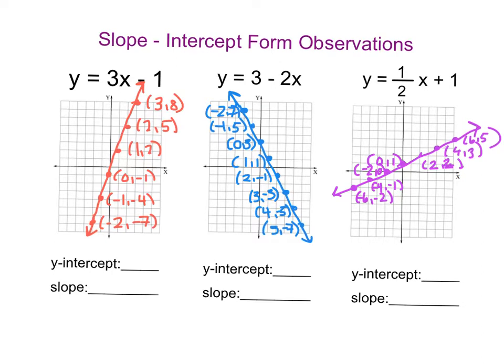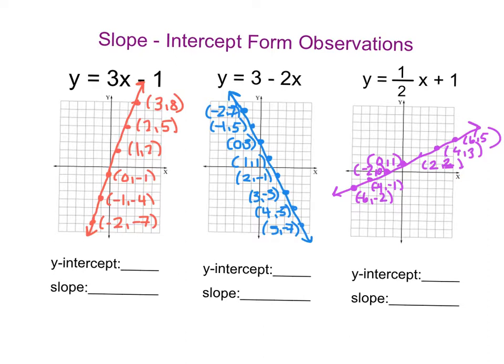Here I have three different equations graphed. The first one is y equals 3x minus 7. The second one is y equals 3 minus 2x. And the third one is 1/2 x plus 1 is equal to y. The first thing we're going to do is identify the y-intercepts and the slopes of these graphs.